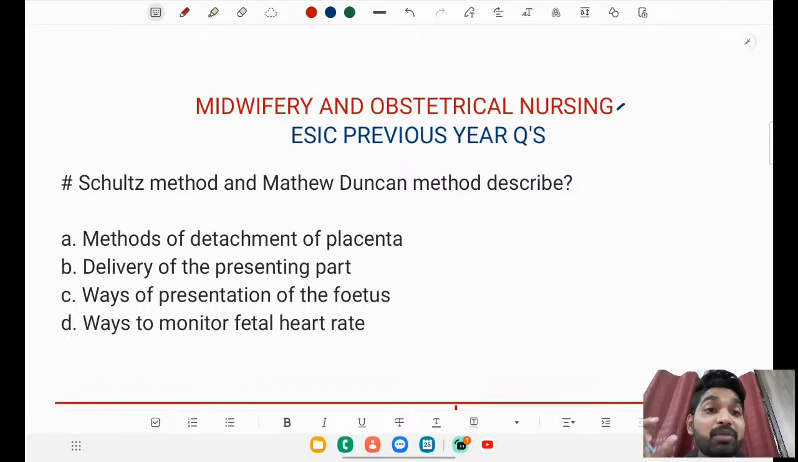But from that concept, definitely you are going to get MCQs. So that is why I am telling you, when you are studying MCQs, study along with the concepts.